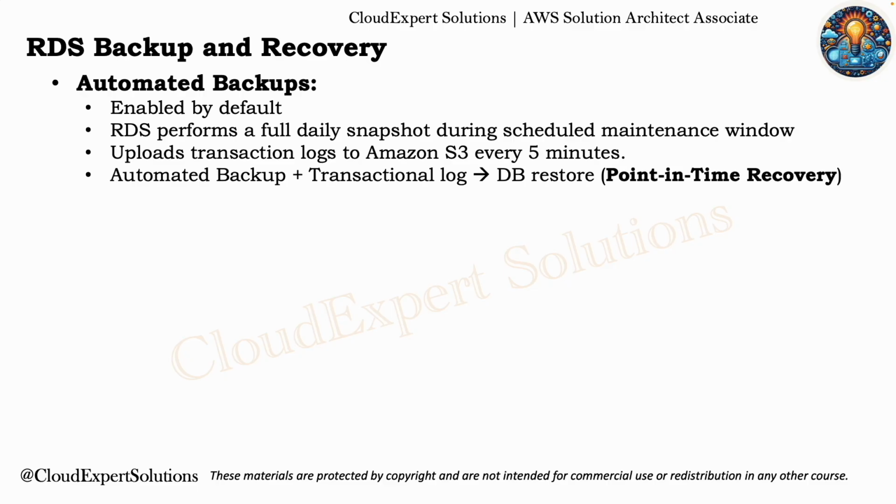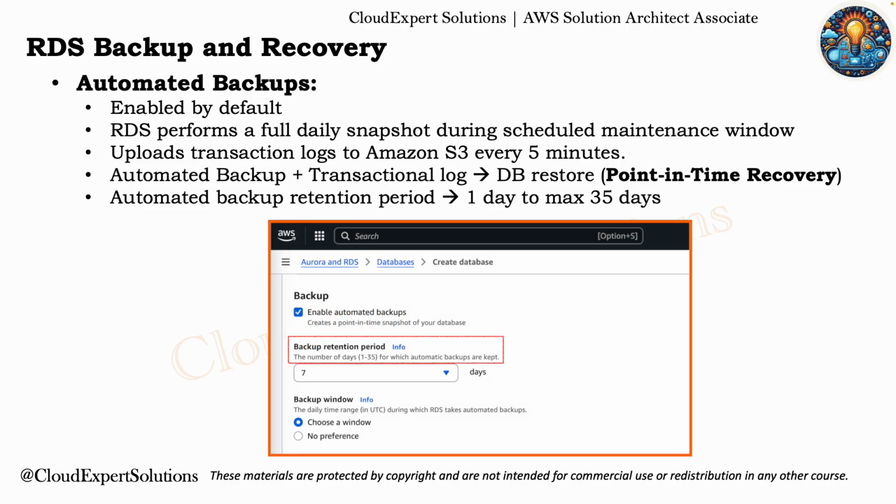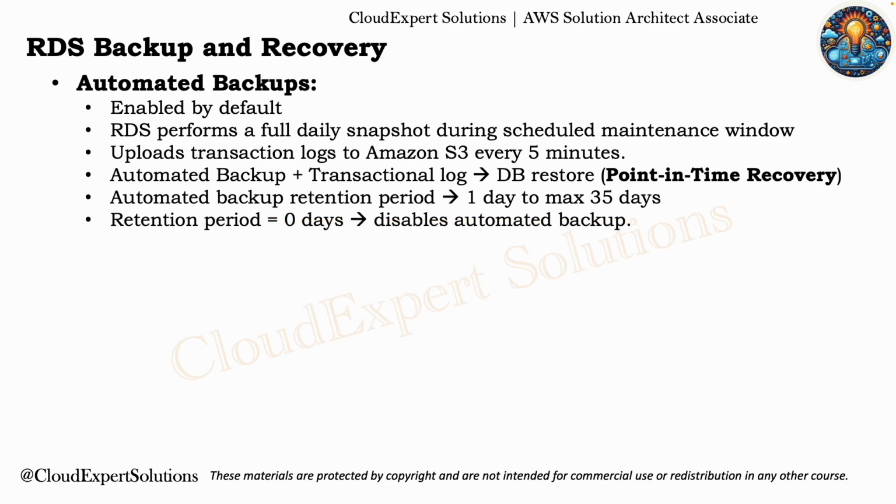The combination of transaction logs and automated daily backups allows restoration of a database instance to any second within the specified retention period and up to the latest restorable time, typically the last 5 minutes, and this feature is called point-in-time recovery. RDS's automated backup retention period can be configured from 1 day to a maximum of 35 days. Setting the retention period to 0 days means you are disabling the automated backups.